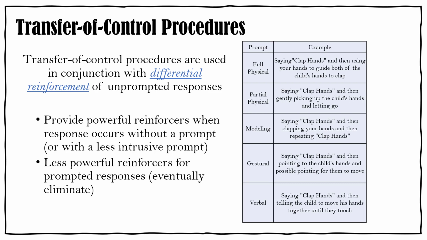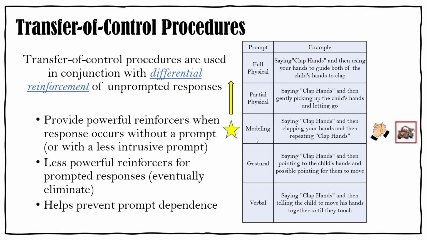But for example, if we go back to our clapping hands, maybe you started with full physical and now you're at modeling. So now we're at modeling. You typically want to provide lots of reinforcement when they're on this less intrusive prompt and not as much reinforcement with the physical prompting. So you say clap your hands, you model it, the kid does it, you say yay, they get their token, powerful reinforcers. If they don't do it and you have to go to partial physical, you might say good job, but you don't provide those really powerful reinforcers. And then if you have to go to full physical, then you would just proceed to the next trial.